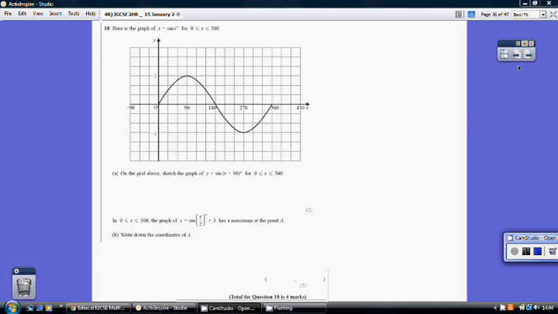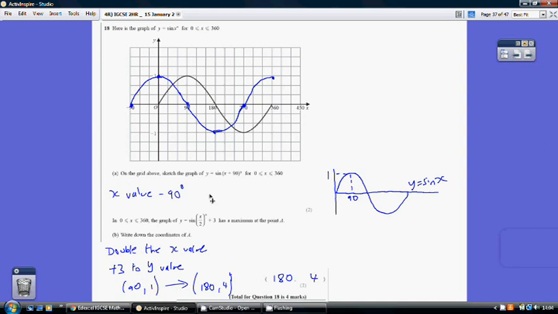Question 18. Now for part A, the change is inside the function. So this affects the x coordinate but does the opposite to what you would expect. So we're not going to be adding 90 degrees, we're going to be taking away 90 degrees from the x values. So 0, 0 becomes minus 90, 0. 90, 1 becomes 0, 1, and so on. So the whole curve shifts 90 degrees to the left.